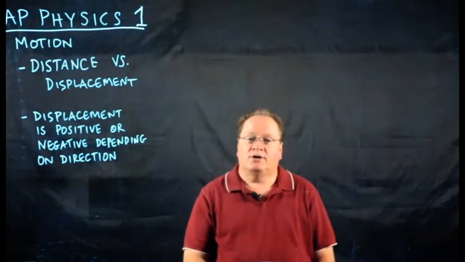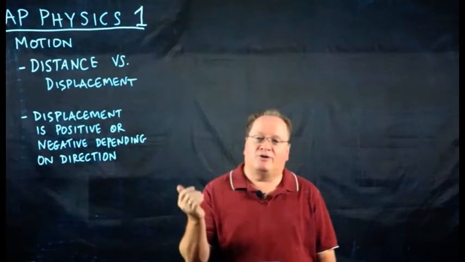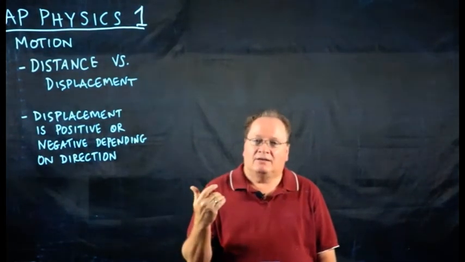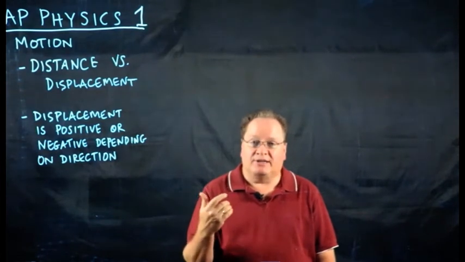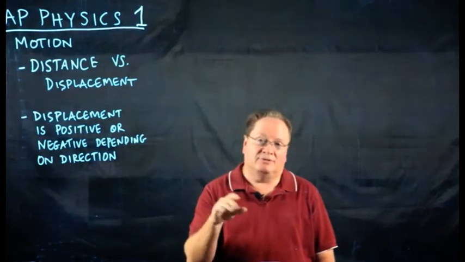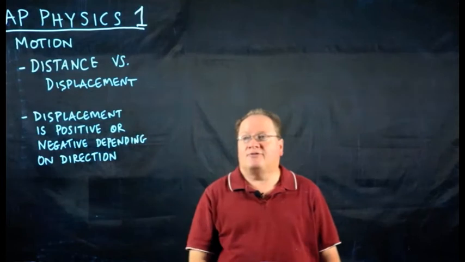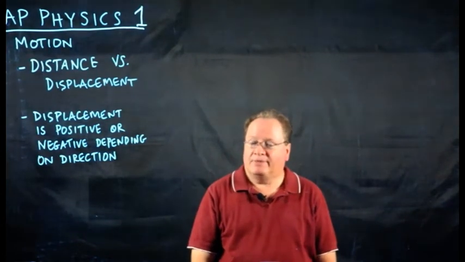All right, so do keep in mind that I could run from here to Brawley and back, and my displacement would be 0, but the distance I traveled definitely would not. I mean, I would have traveled 18, 19 miles. Okay, so that's the difference between distance and displacement.